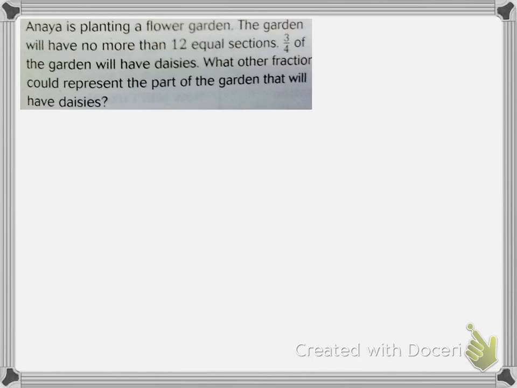Let me read on here. The garden will have no more than 12 equal sections, equal parts. 3/4 of the garden will have daisies. Oh, well, that's an important fraction. If I had 9 parts, I don't know if I could have 3/4 of 9. Okay, we'll have daisies. What other fraction could represent the part of the garden that will have daisies?